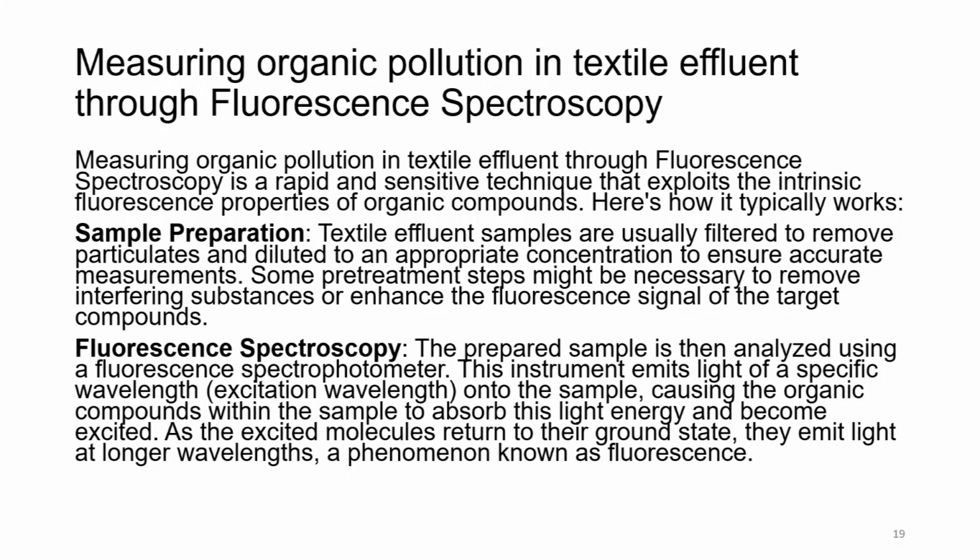Now, let us see how fluorescence spectroscopy works. Measuring organic pollutants in textile effluent through fluorescence spectroscopy is a rapid and sensitive technique that exploits the intrinsic fluorescence properties of the organic compounds which are present in the textile effluent, if at all they are. Here is how it typically works.